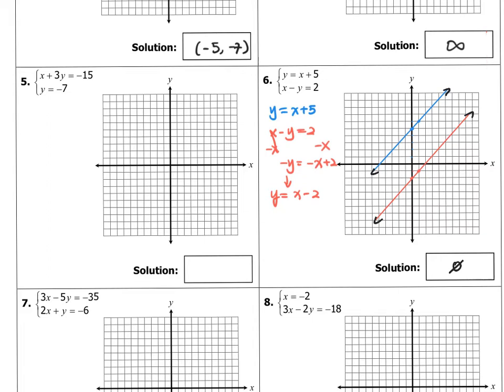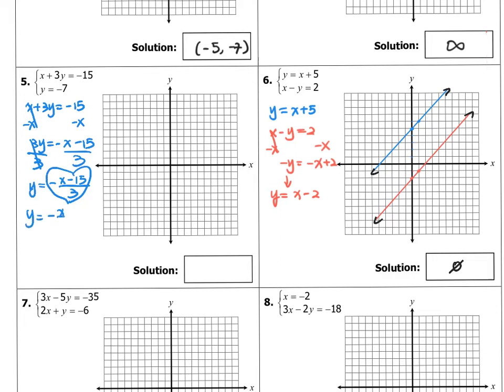So let's come back to look at number 5. This has one of the special cases. So let's see. The first equation is x plus 3y equals -15. So I will get rid of the x term. I have 3y equals -x minus 15. And now if I divide both sides by 3, I have y equals -x minus 15 over 3. And remember, to split a fraction, you have to break a heart.